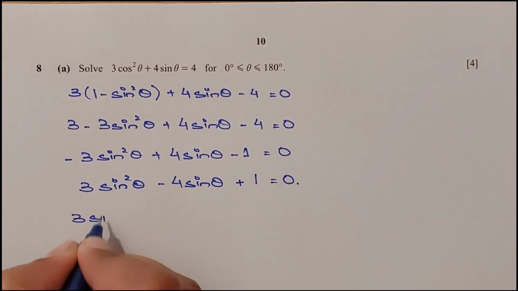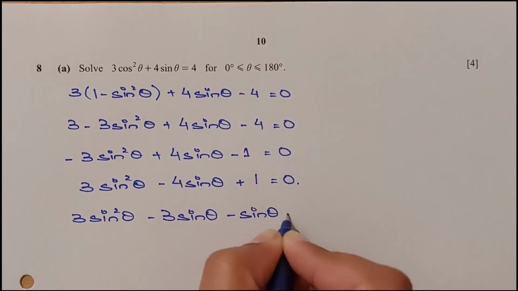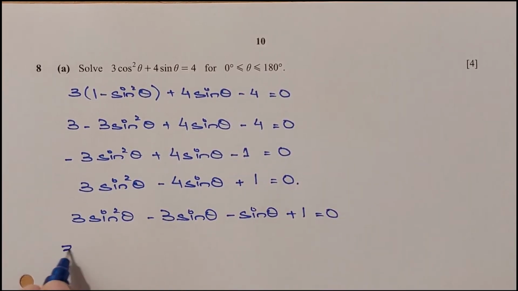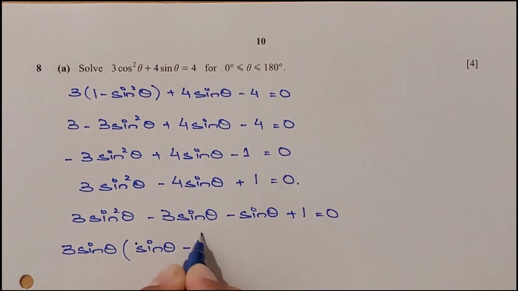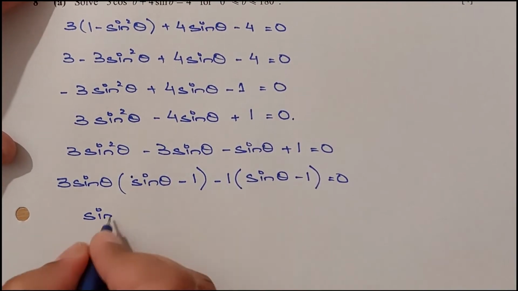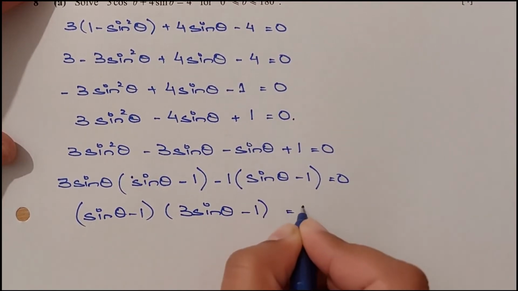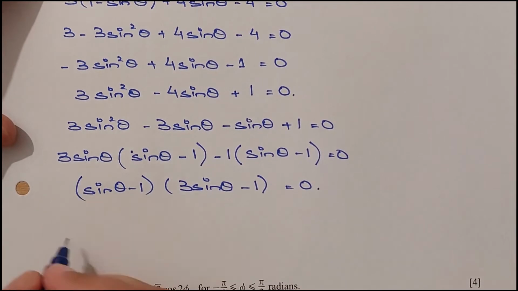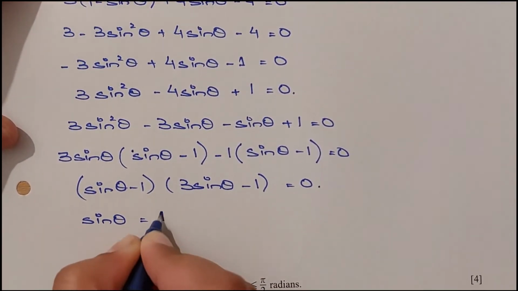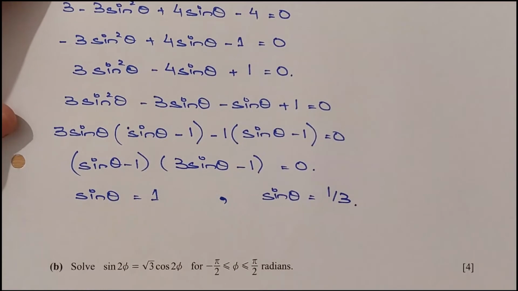3 times 1 is 3 and minus 3 minus 1 is minus 4, right? Factorize it. So 3 sine square theta minus 3 sine theta minus sine theta plus 1 equals 0. Okay, let me take 3 sine theta common. We have sine theta minus 1, and let me take negative 1 common, sine theta minus 1. So the two factors are sine theta minus 1 and 3 sine theta minus 1 equals 0. Now let me put both the factors separately equal to 0. So we have sine theta equals 1, and the other factor, sine theta equals 1 by 3.